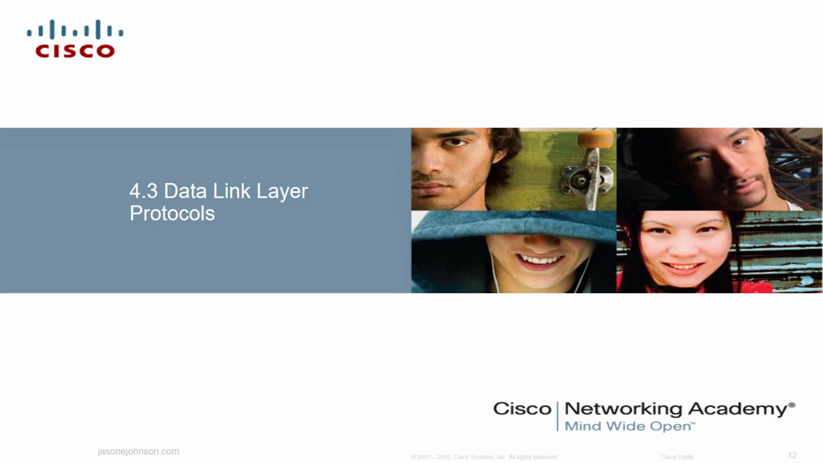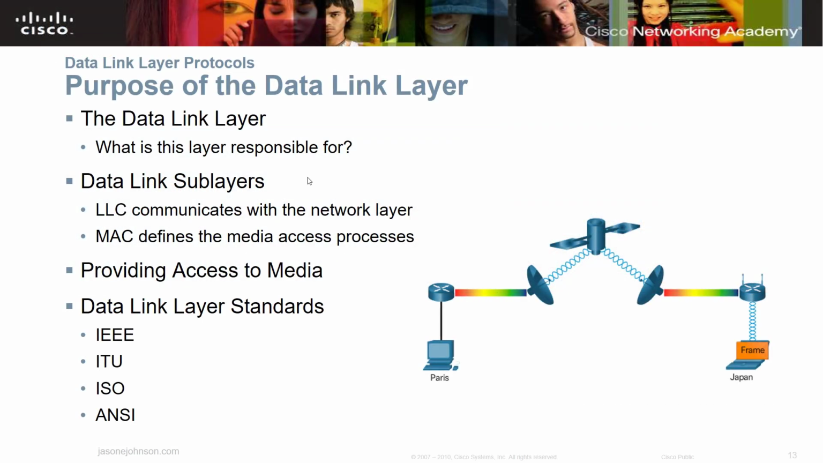Okay, so in 4.3, the data link layer protocol. The purpose of the data link layer protocol is what you want to look up, what the layer is responsible for. There are two different link sublayers. You have the LLC, which communicates with the network layer, and then you have the MAC, which defines the media access process. This is layer 2 on the OSI model, and the MAC defines the media access processes.